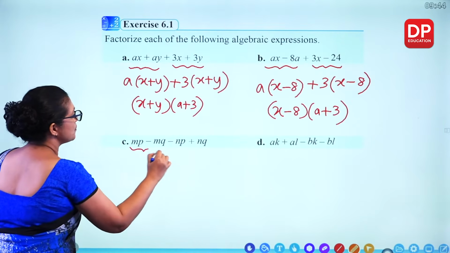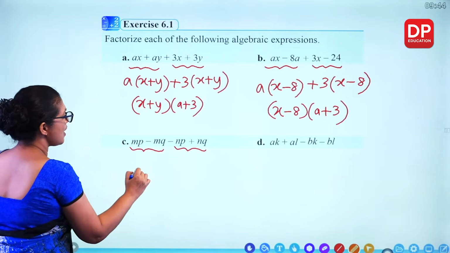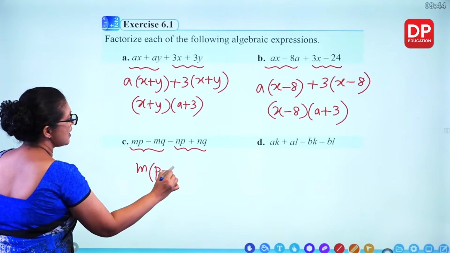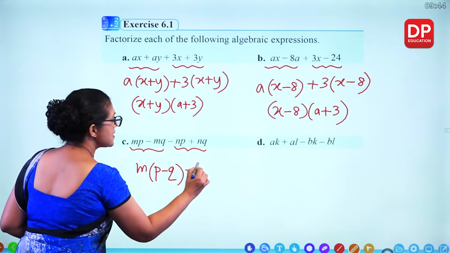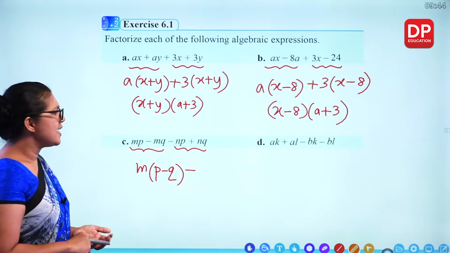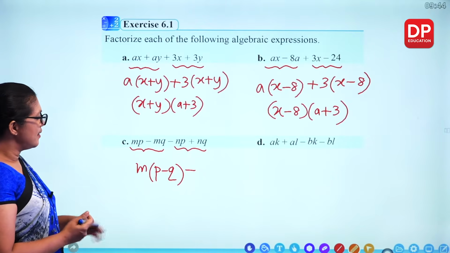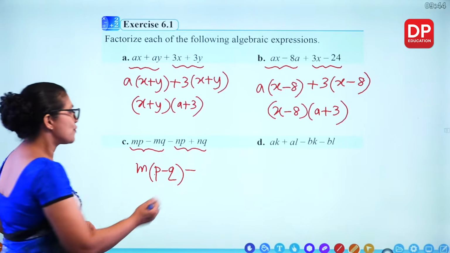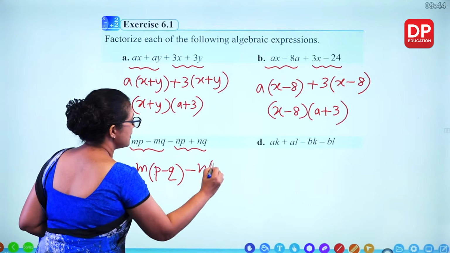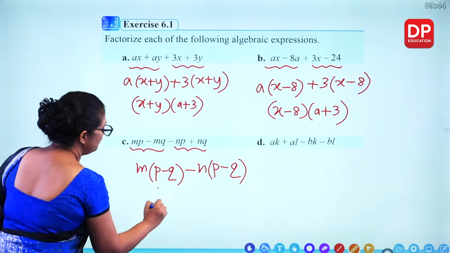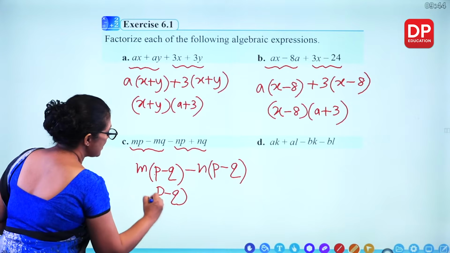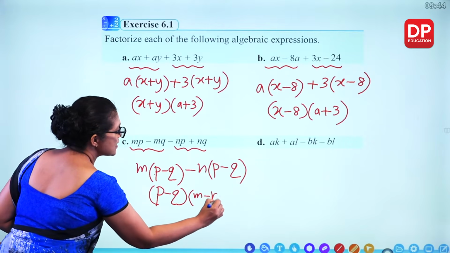What about these two? M is common. Take it out. You get p minus q. Minus n. So which one do we take? Minus n or plus n? You need positive p. So we'll take minus n. P minus q. So you get p minus q and m minus n.